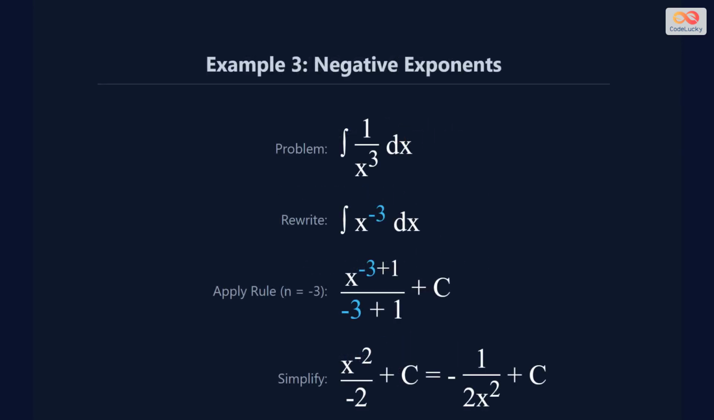This rule also works for negative exponents. Suppose we have 1 over x cubed. First, rewrite this as x to the power of -3. Now apply the rule. -3 plus 1 is -2, so we get x to the -2 divided by -2. We can simplify this back to a fraction as shown.